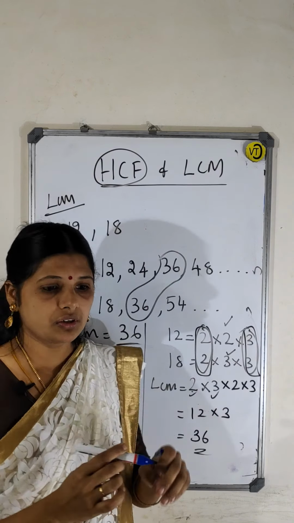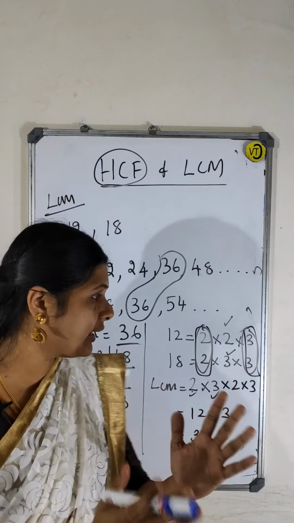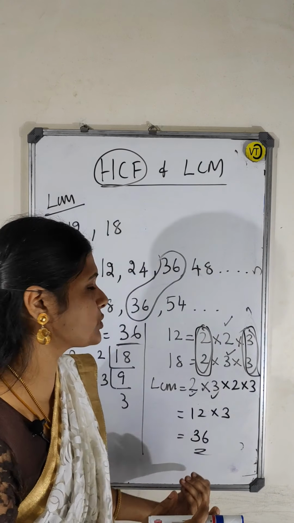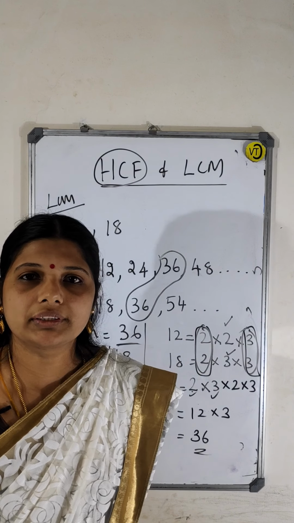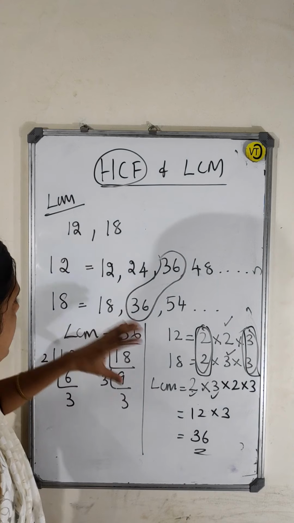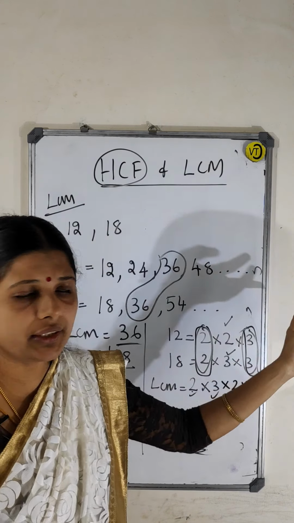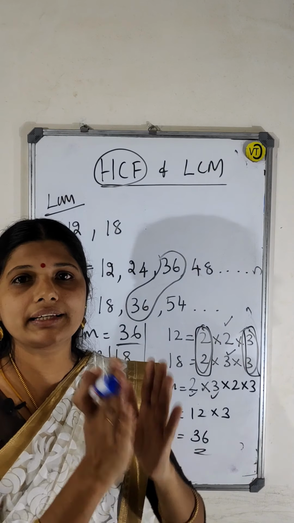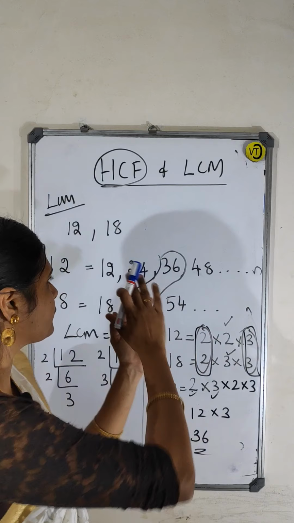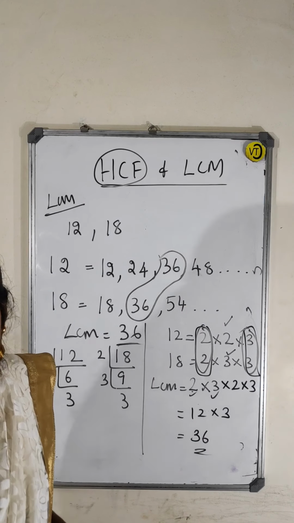Here is the proof. Where am I getting this 36? You should not think of the method only. Where is the proof? In this sense, this is the proof. You write the multiples of 12 and the multiples of 18, and you pull out only the least common multiple from these series, right? This is the LCM.